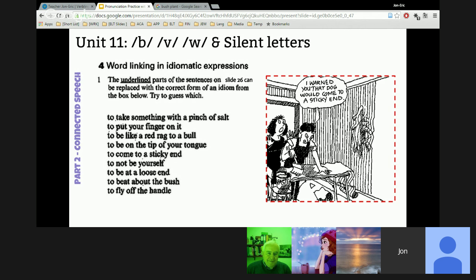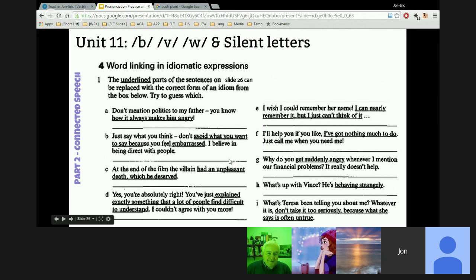Okay, let's take a look at those. What I want you to do is try to replace the underlined word with the expression we just learned. So let's go to Antonio. Back to you for number one. Read it and tell me which expression you think is best. Don't mention politics to my father. You know, he flies off the handle.